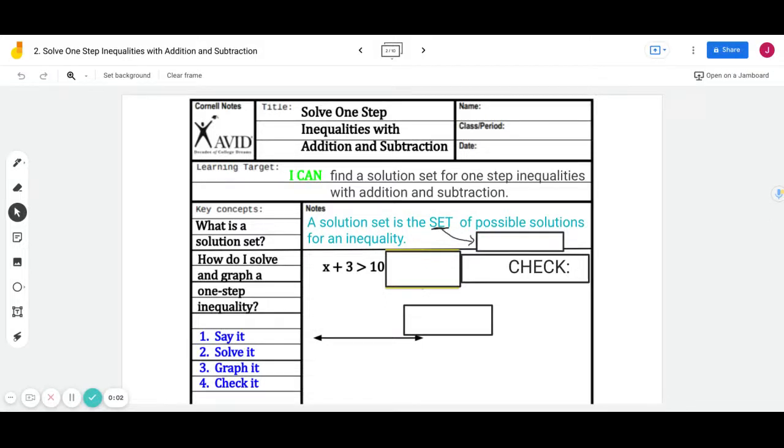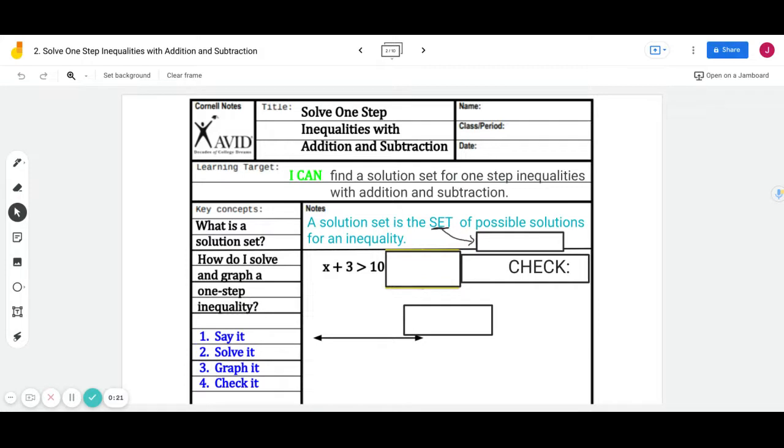Solving one-step inequalities with addition and subtraction. These are the notes you will be taking today. Please find this page in your note packet and get the learning target filled in. I can find a solution set for one-step inequalities with addition and subtraction.